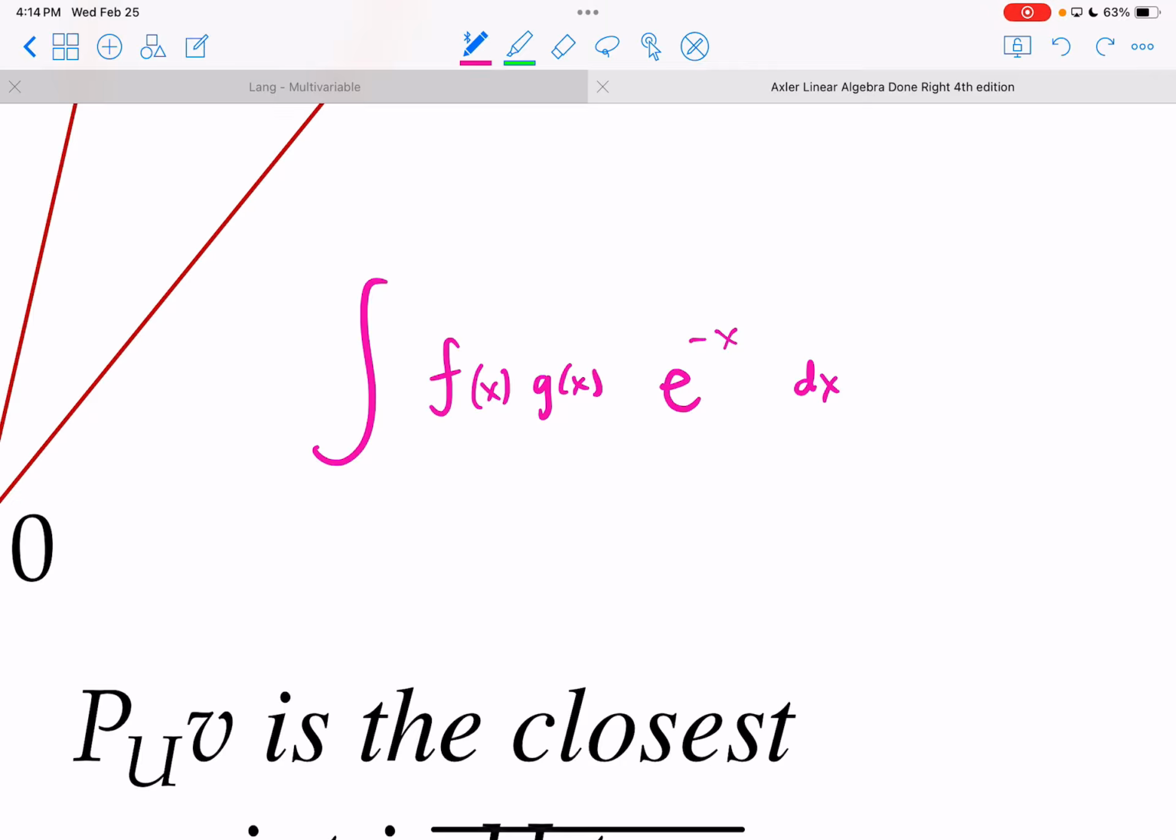And by the way, the only time you throw on an e to the minus x is if you start integrating from 0 to infinity. This is called the Laplace transform. You go from 0 to infinity. If you went from negative infinity to infinity, this would blow up, because e to the negative infinity is e to the infinity. We need this to give an actual number, so your integral has to converge.